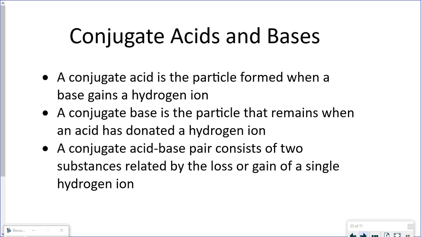With Bronsted-Lowry acids and bases, we also have to label our products. Our products are going to be considered conjugate acids and conjugate bases. So a conjugate acid is the particle formed after the base gains a hydrogen ion. So it goes from being a base to being a conjugate acid.